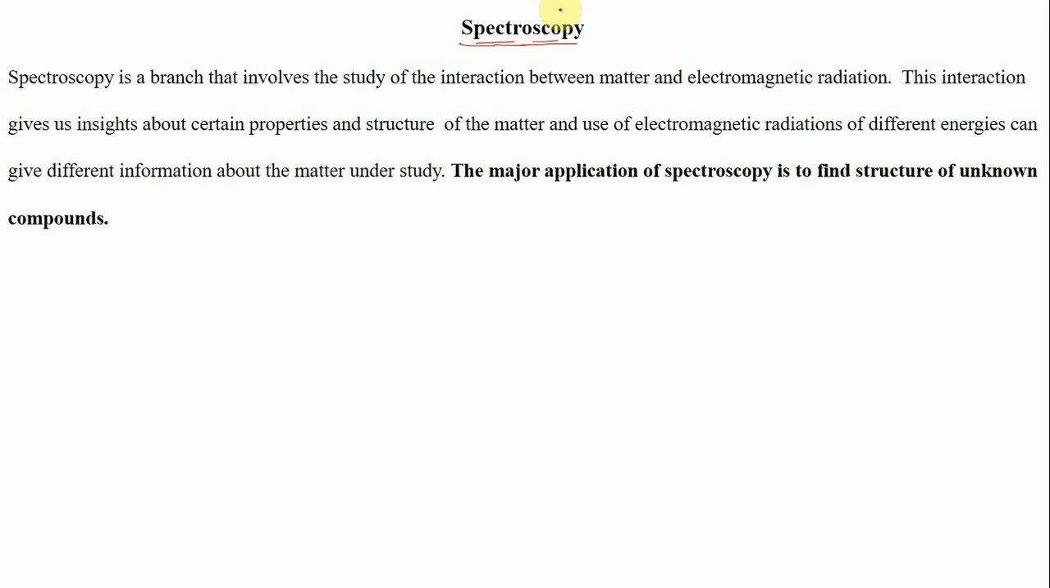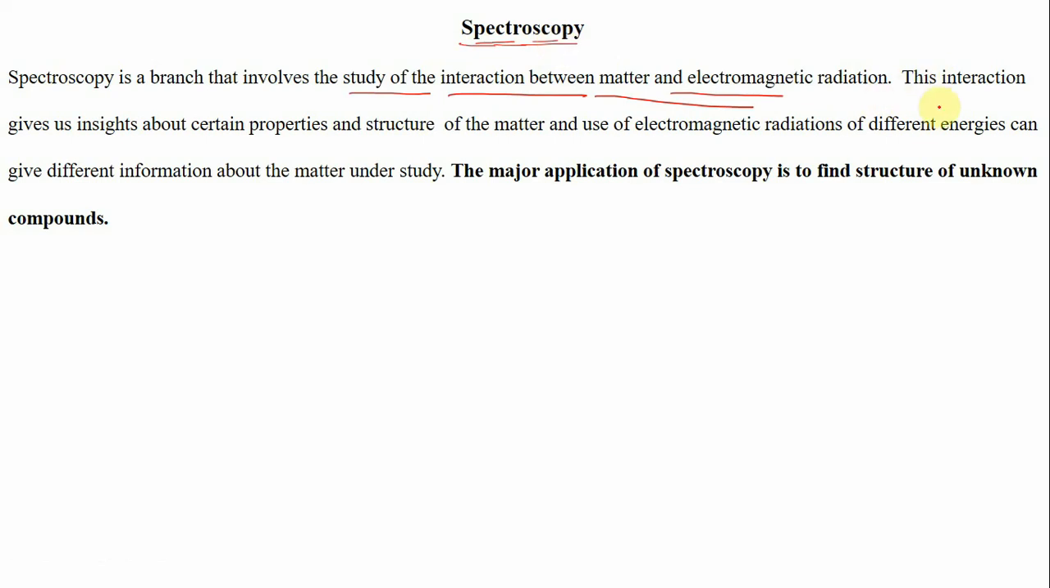So, to begin with, first of all, let us see what this word spectroscopy is. This word is made from two words, spectro and scopy. Scopy means to study something. So spectroscopy basically deals with the study of interaction of electromagnetic radiations with matter. When we study the interaction of electromagnetic radiations with matter, that study is called spectroscopy.